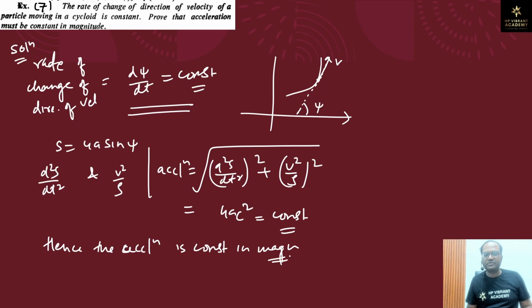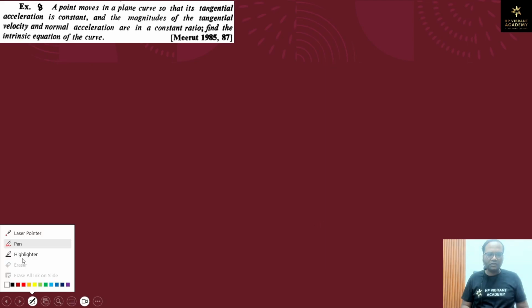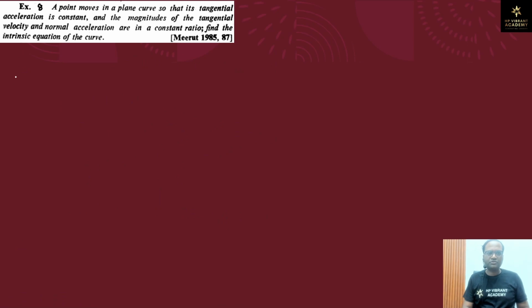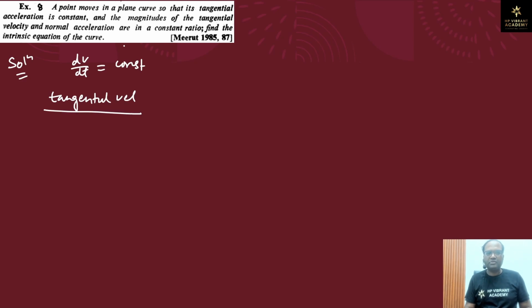This is similar to the previous question. Okay, so let us discuss question number 8. How can we solve this? A point moves in a plane curve so that tangential acceleration is constant. So we have the tangential acceleration dv upon dt is equal to constant, and the magnitude of tangential velocity and normal accelerations are in a constant ratio.